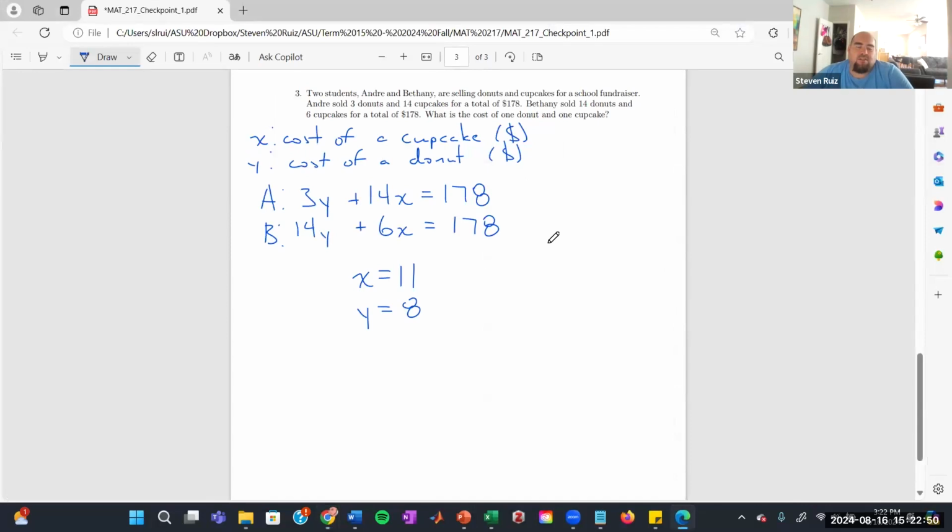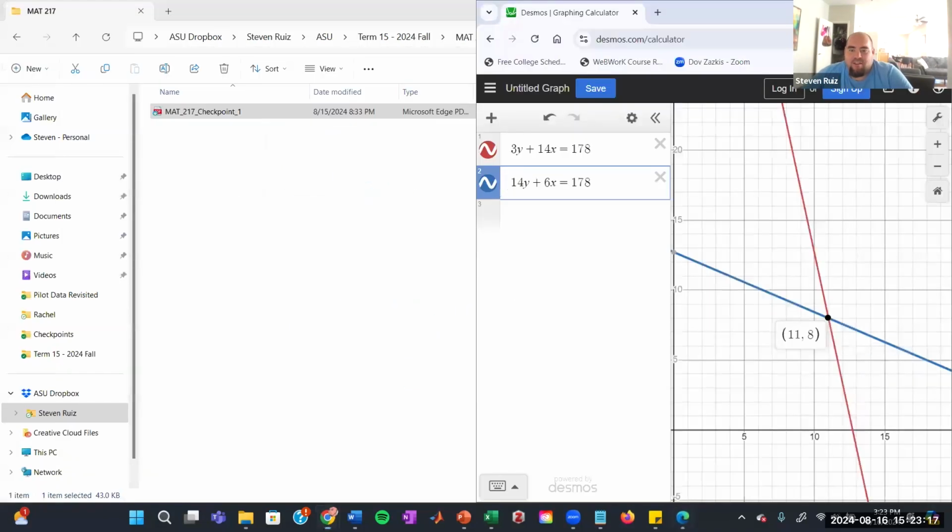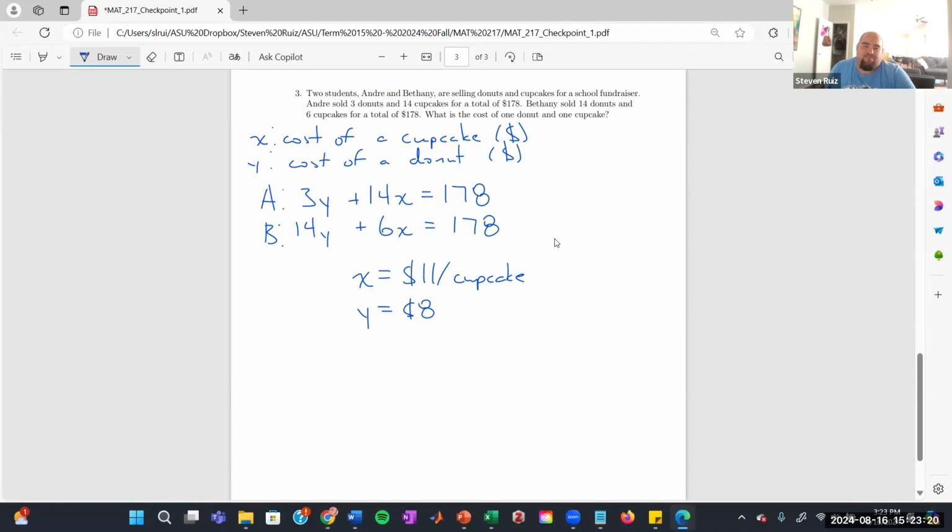So does that make sense for us? It might seem kind of fast that we got that answer so easily, but let's make sure here. What did we say x stood for? We said that X stood for the cost of a single cupcake. So X is $11 per cupcake. Feels expensive. And Y is $8, so $8 per donut. Let's just check with one of our students here. Does this make sense?